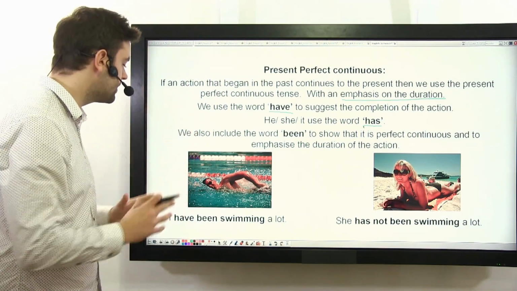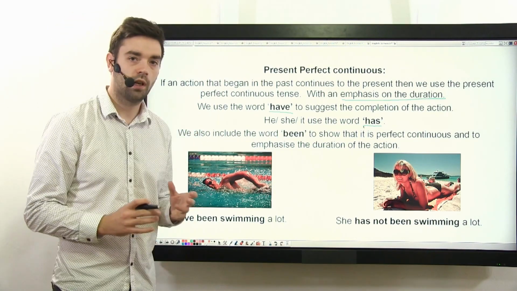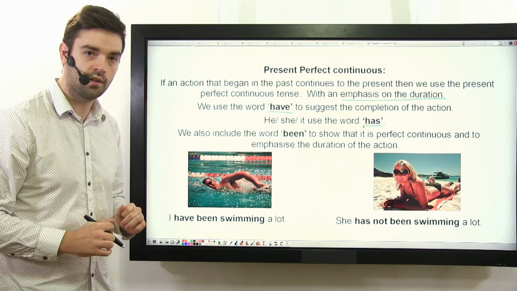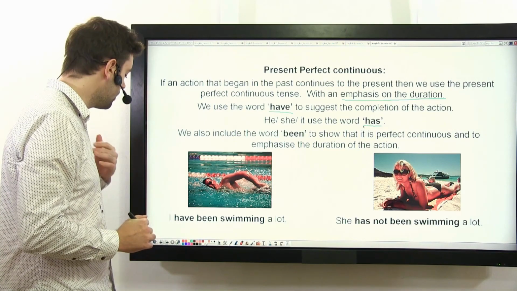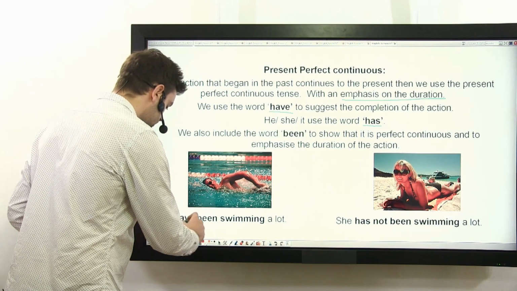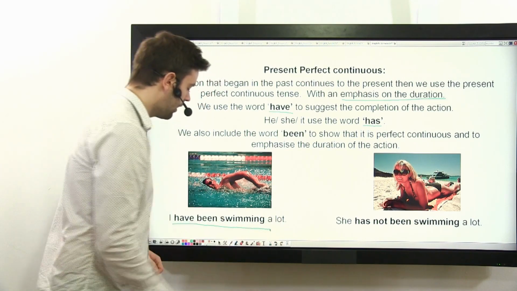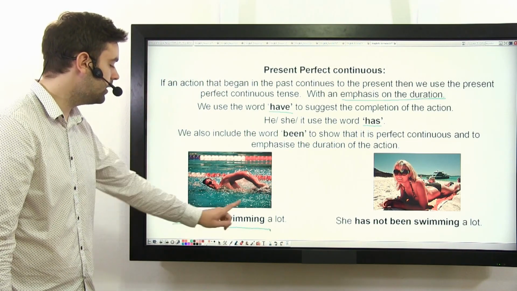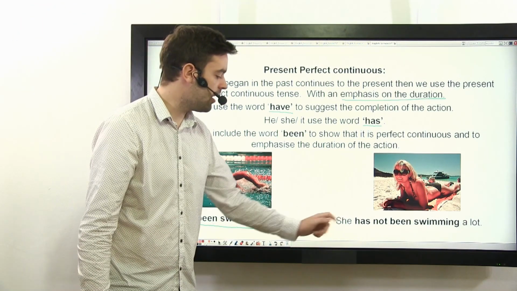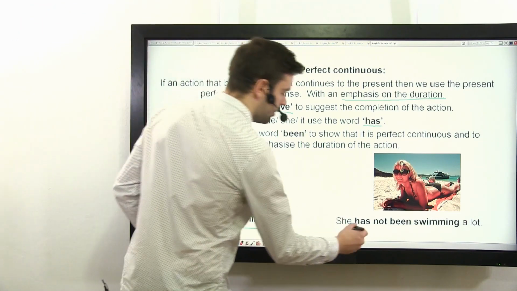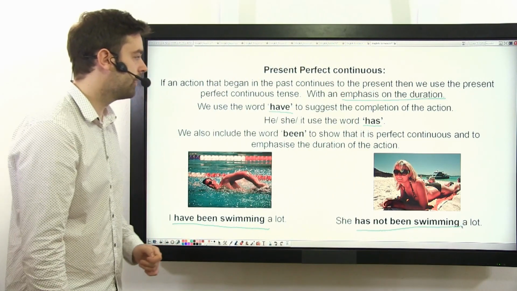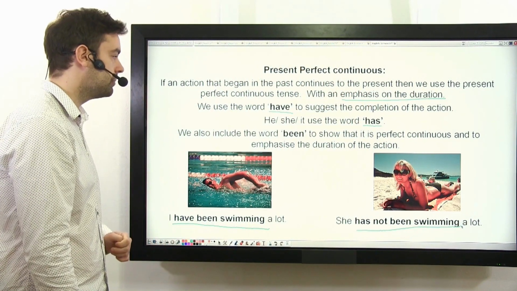So let's put all this together and see what it looks like. For example, if we use the word swim and it's me, I have been swimming. If it's her, she has been swimming.